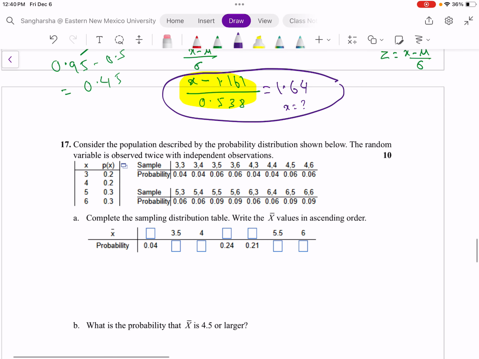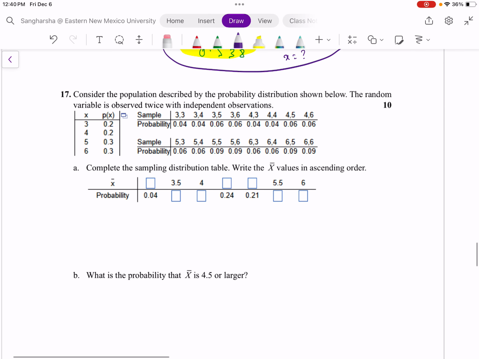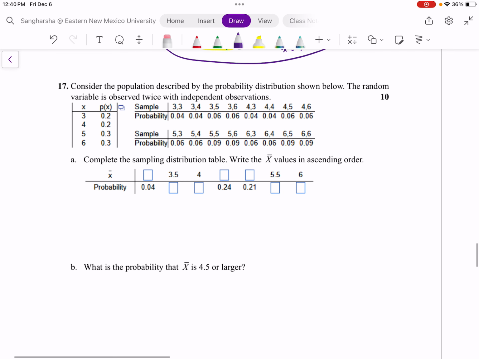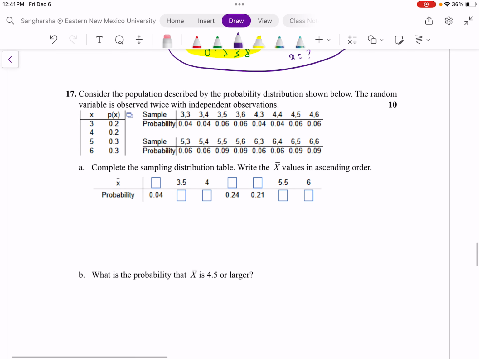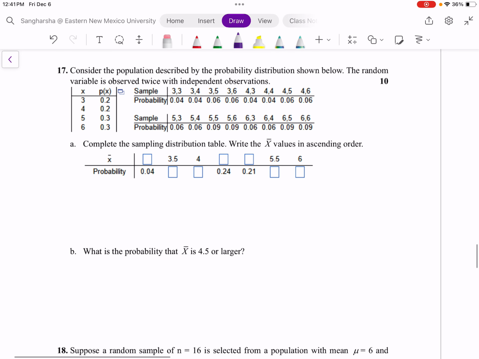Okay, any question on number 16? Okay, for number 17, I think it's okay if you don't practice A, but you should practice B. Okay, who can tell me number A? What is your answer for number A? Can you tell me what this is?